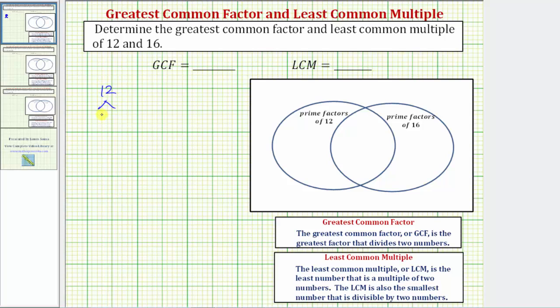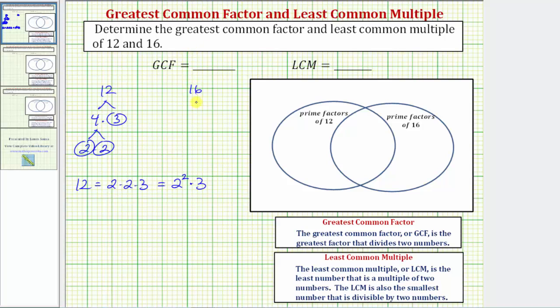So 12 is equal to 4 times 3, 3 is prime, and 4 is equal to 2 times 2, both are prime. So the prime factorization of 12 is 2 times 2 times 3, or because we have two factors of 2, we can write this as 2 squared, or 2 to the second power, times 3.